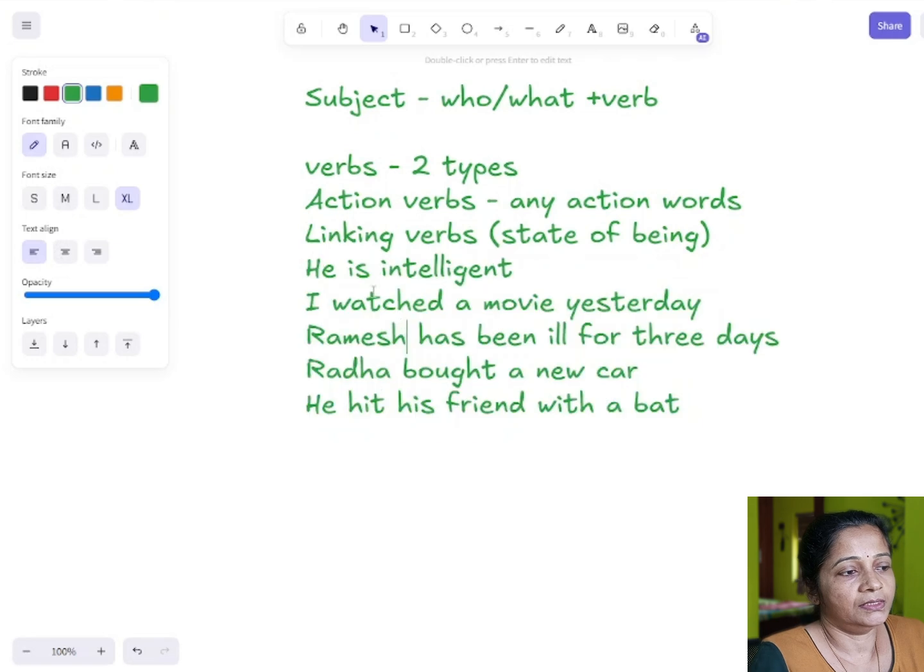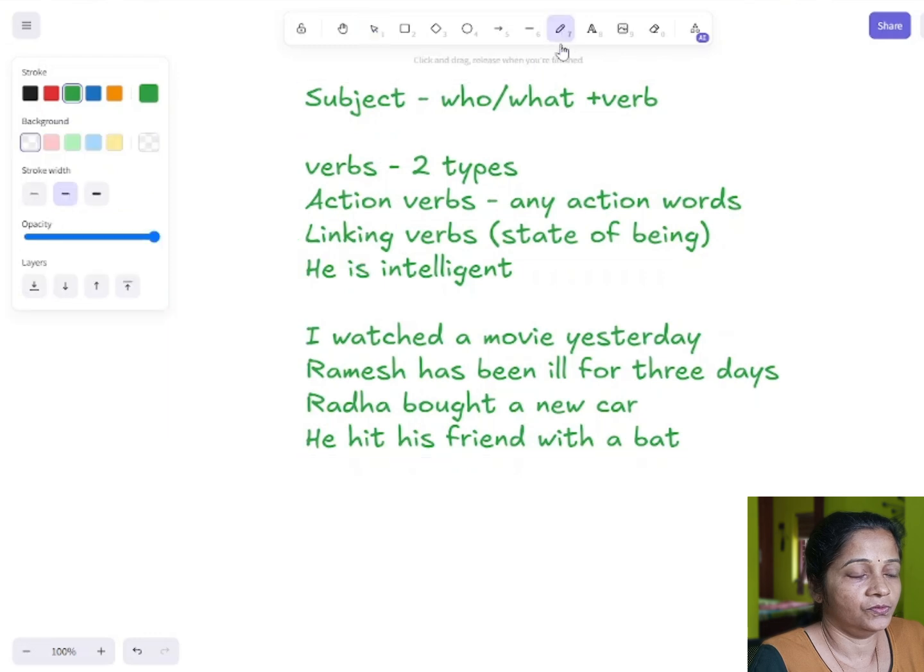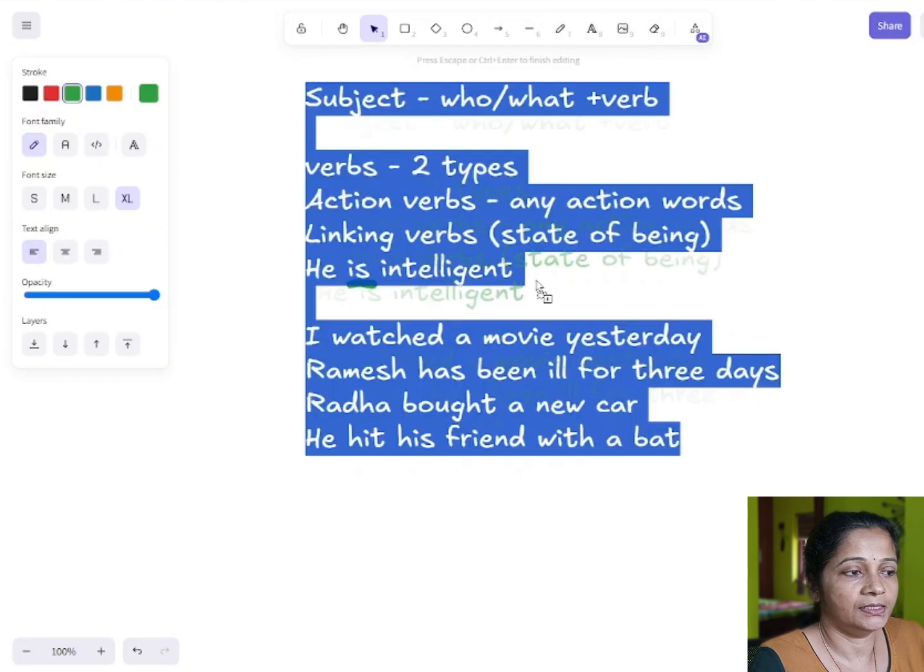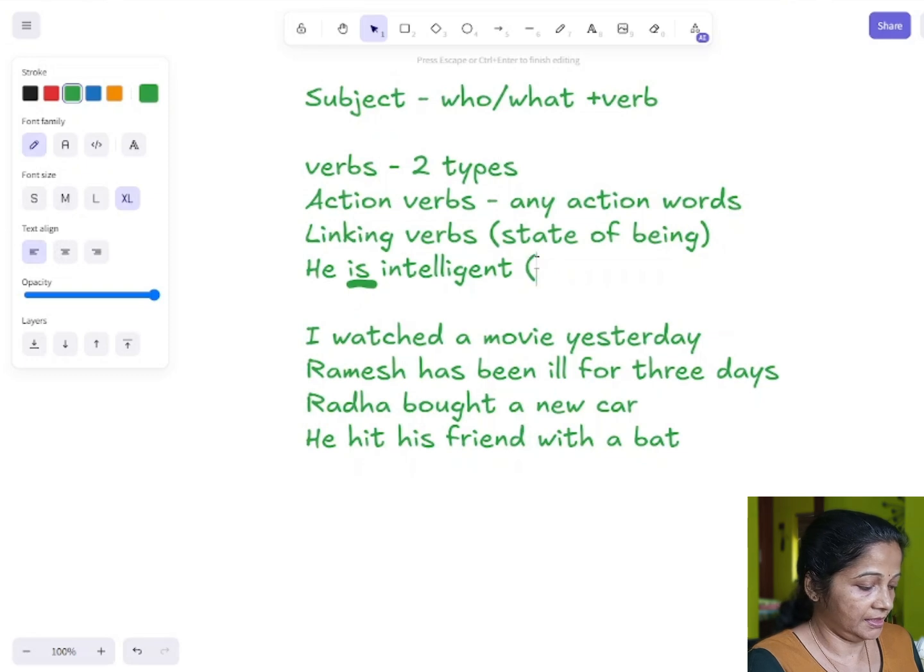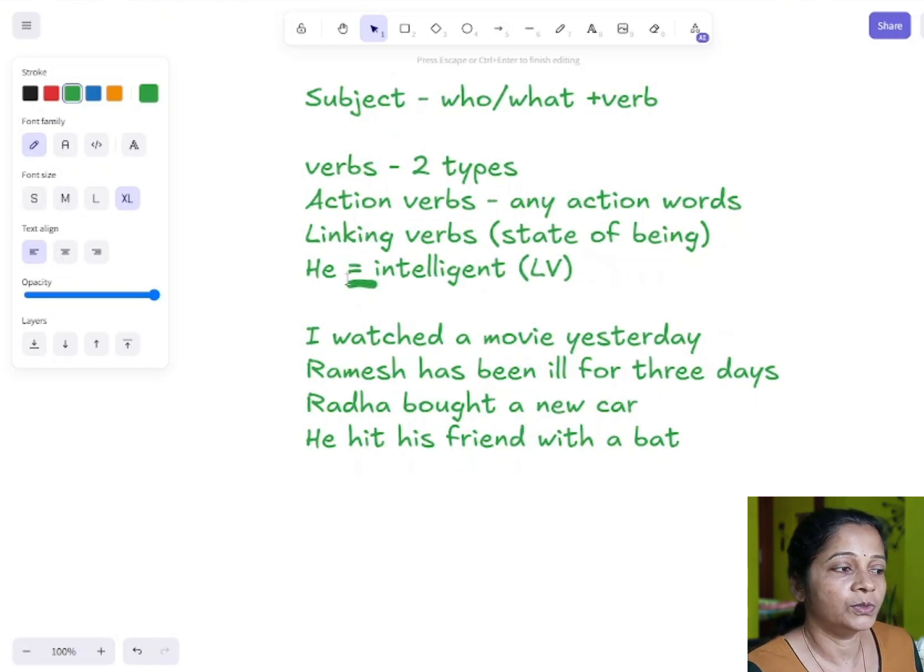Okay. Now let's analyze this sentence. He is intelligent. Now we know this is the subject. We focus only on the verb. So what is? Is it action verb or linking verb? It is linking verb because it is showing the state of being. Linking verb, because we can put an equal to sign instead of is. So he is intelligent. He equal to intelligent, right? So is is a linking verb.